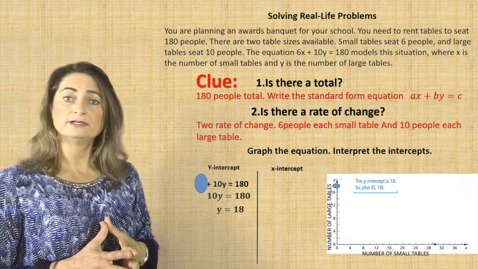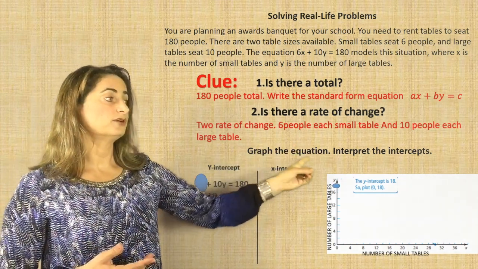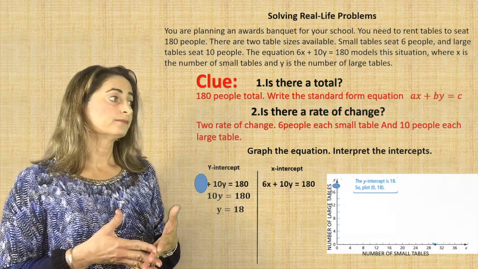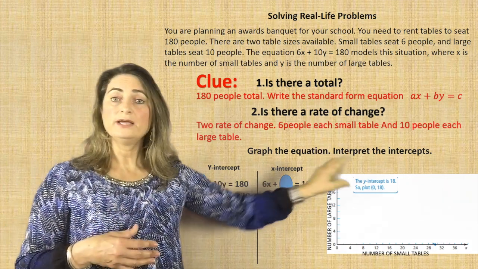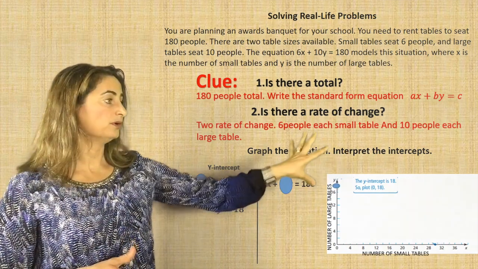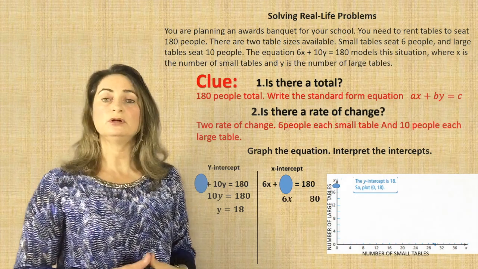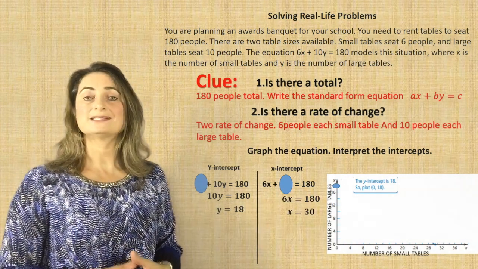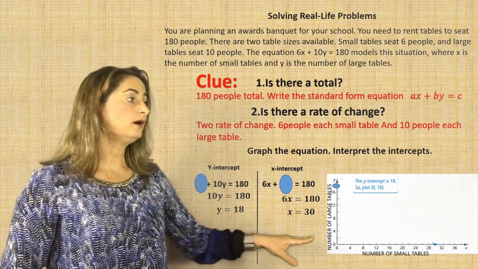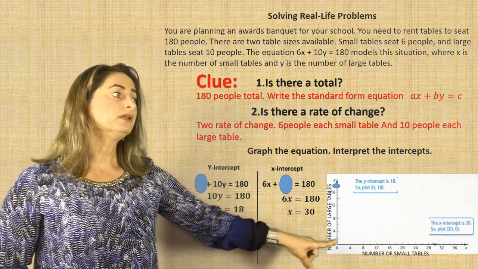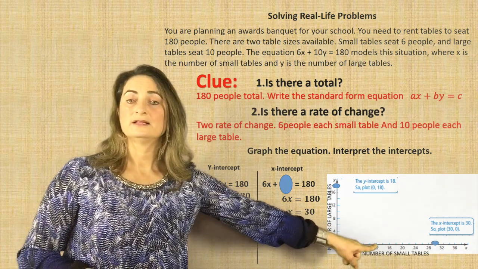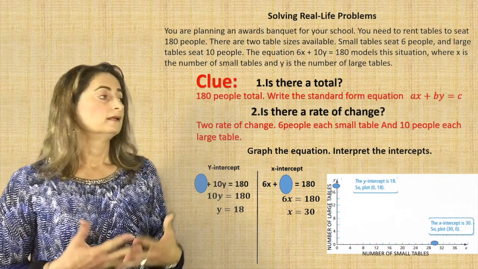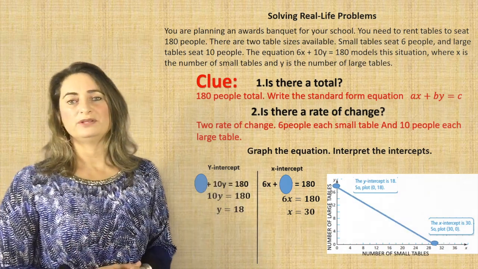And that's the y-intercept. Now to find the x-intercept, write the equation. But this time, since y has to be 0, cover the y to find the x. So just cover the y, you end up with 6x equals 180. Divide both sides by 6, you end up with x equals 30. So go on the x-axis and plot the point at number 30. And that's the x-intercept. Draw a line through it, and that would be the graph.